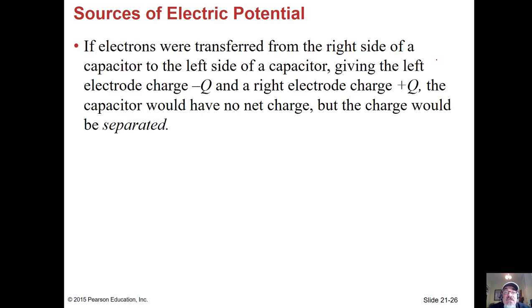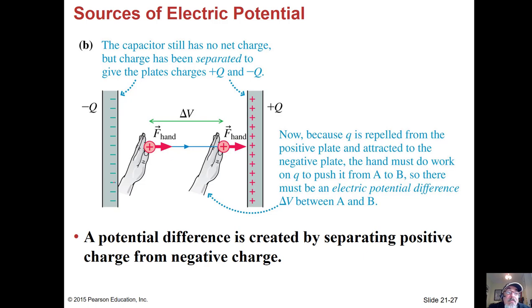So if electrons were transferred from the right side of the capacitor to the left side, giving the left electrode a negative Q and the right electrode positive Q, the capacitor would have no net charge, but there would be a charge separation. So we're charging up the capacitor, just like this. You've taken negative charge from this side and moved it over to this side, and you keep doing that. That leaves this plate positively charged, this plate negatively charged. We've created an electric field between them.